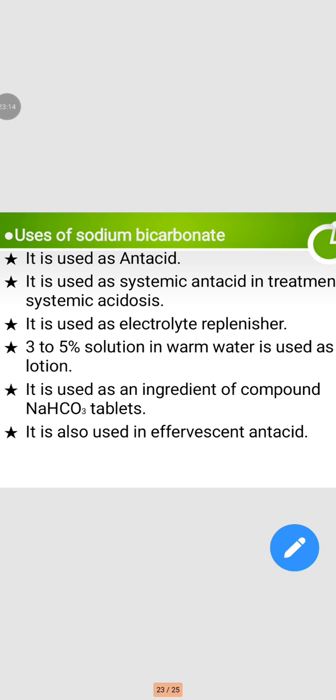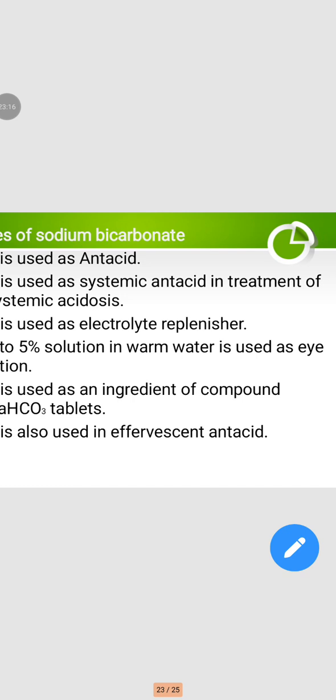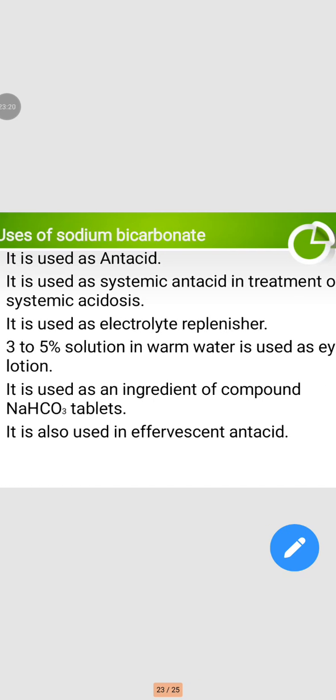A 3 to 5% solution in warm water is used as an eye lotion. It is used as an ingredient of compound sodium bicarbonate tablets. Then it is also used in effervescent antacid. So these are the uses of sodium bicarbonate.